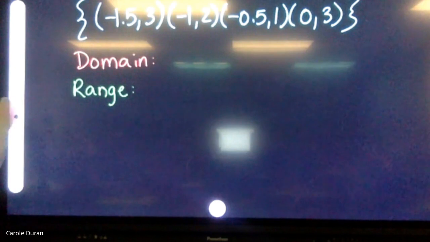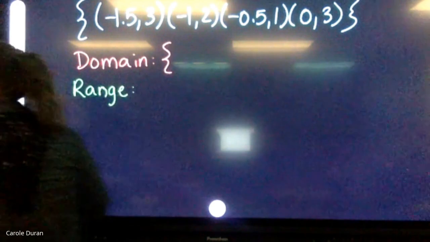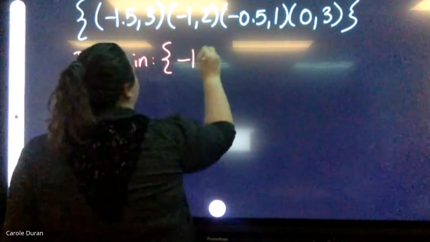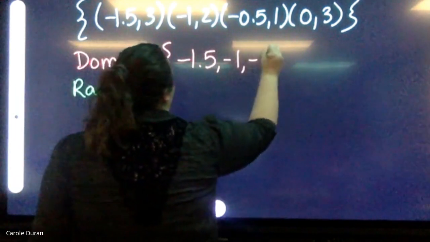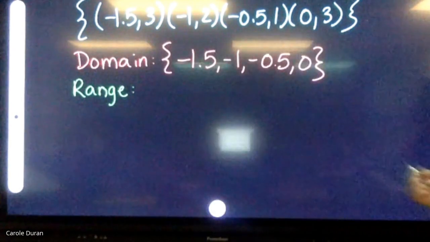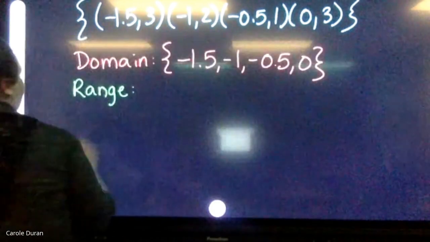Pfeiffer, what are my domain values here? No, 0.5. -0.5. Oh, okay. Okay, so what are my domain values? So he just pulled out all the x's from each of these points, and then those were my domain values. Is he correct? Did anybody else get that set of numbers as your domain? Should be yes. Awesome. How about my range, Keith?